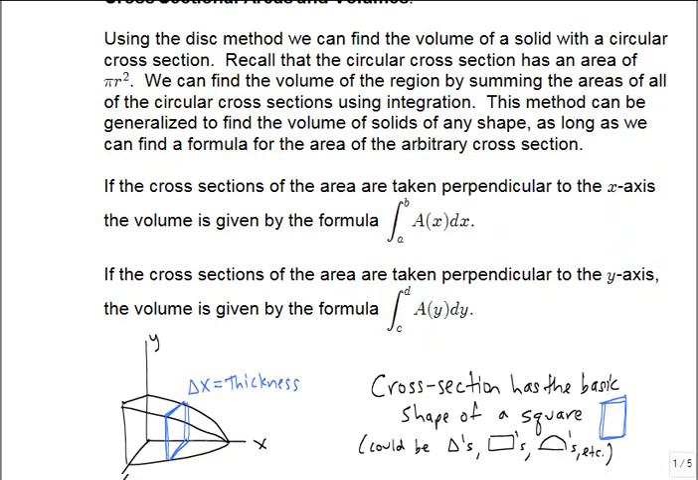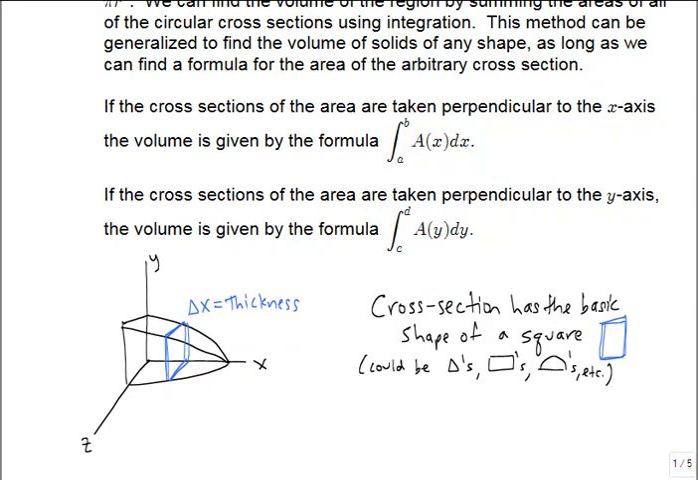So if the cross sections of the area are taken perpendicular to the x-axis, then we're going to be using a dx integral, and we're going to integrate the area function for whatever the shape happens to be with respect to x, and these bounds a and b should be bounds for x's as well. If the cross sections are taken perpendicular to the y-axis, then the volume is going to be given by a dy integral, and we're going to integrate an area function in terms of y using y bounds.